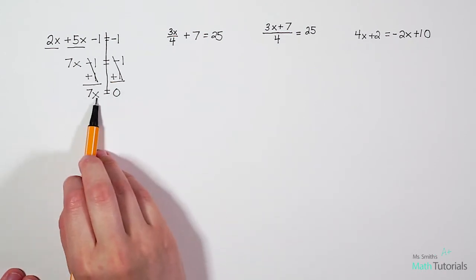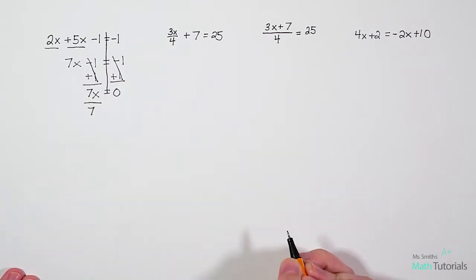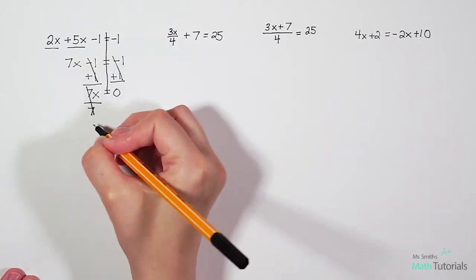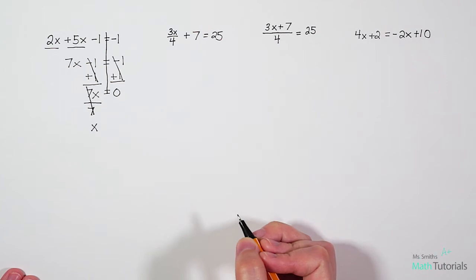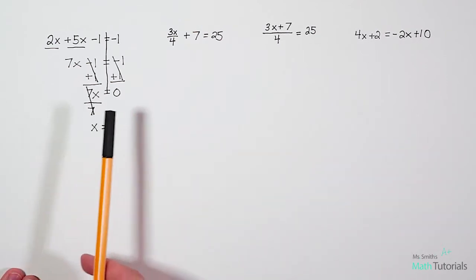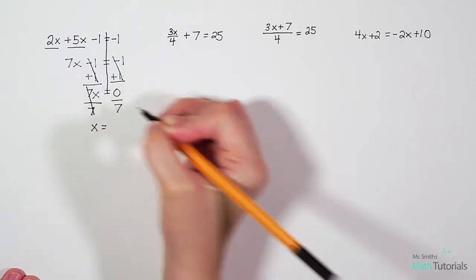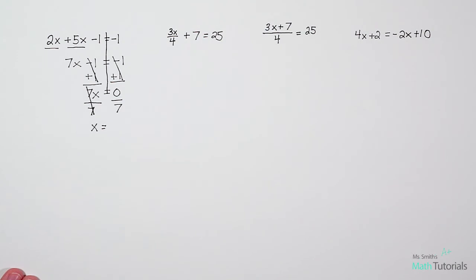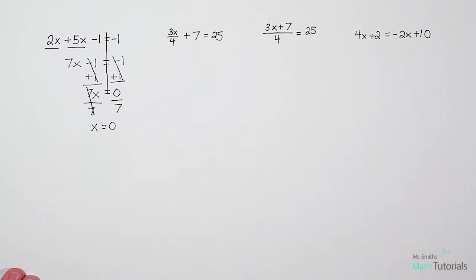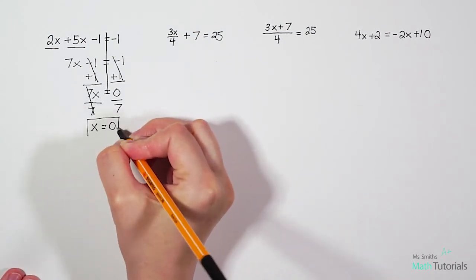So we've got a 7 times x. We're going to divide by our best friend of 7. Those cancel to 1. So we just have an x left on this side. And if we're going to divide by 7 on this side, we need to do the same thing on the other side. So we're going to divide by 7 over here as well. 0 divided by 7 is just 0. And we can absolutely have 0 as an answer. So for this one, x equals 0.